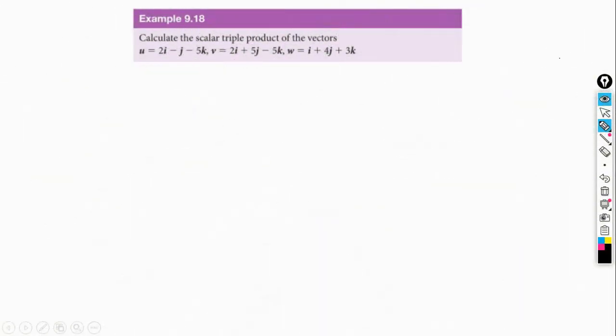Okay, so let's take a look at example 9.18, and it says calculate the scalar triple product of these three vectors, right? So we write it like this, and it's going to be the determinant of these three vectors. So first we write the components of vector u, so 2, -1, -5, the components of vector v, which are 2, 5, and -5, and the components of vector w, which are 1, 4, and 3.